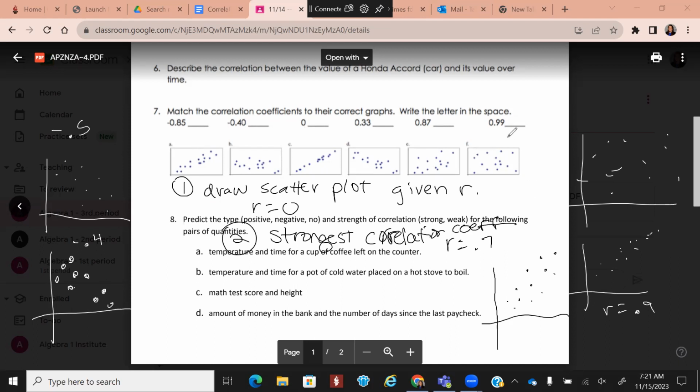0.99. Okay, so this is going to be my strongest. Is that what you're going to say? All right, what's the next strongest one? 0.87. What's the next one? Negative 0.85. It's either closest to -1 or 1. So ignore the negative and positive. Which one is closer to the value of 1? Does that make sense? Okay. So this would be the third strongest. What's the next one? 0.4. What's the next one?